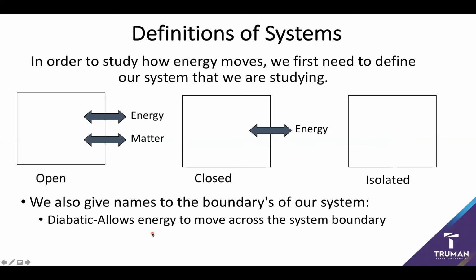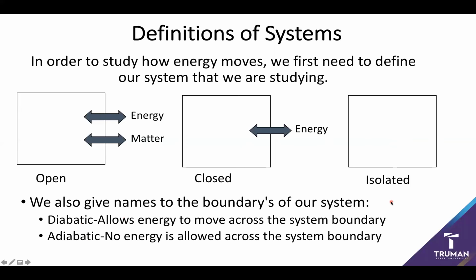However, this is contrasted to an isolated system where no energy is allowed to move across any barrier. This is going to be called an adiabatic system, where I'm not going to allow any energy to move in or out. So when I use the phrase adiabat, it's often useful to be thinking of an isolated system. However, if I'm talking about a diabat or a diabatic system, this can refer to either an open or closed system depending on the context.